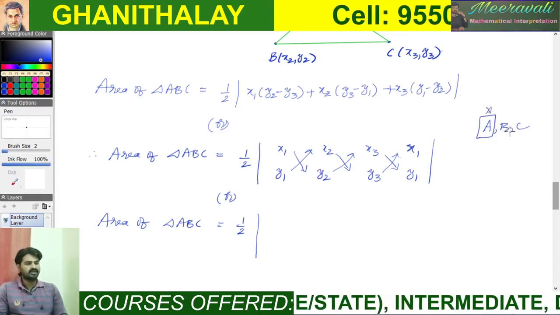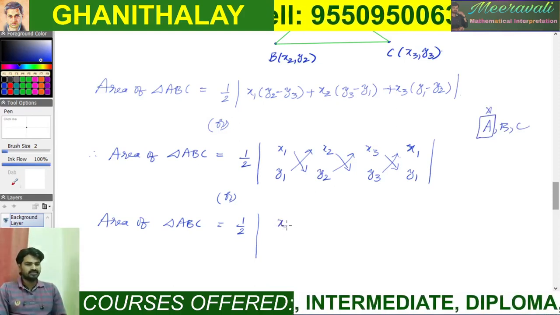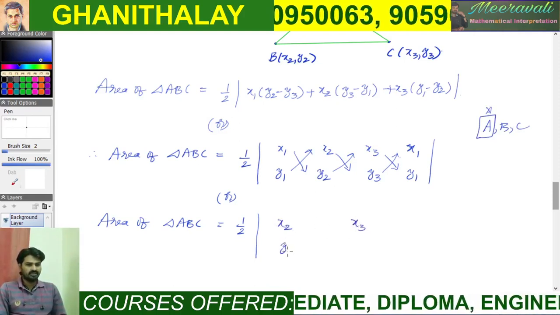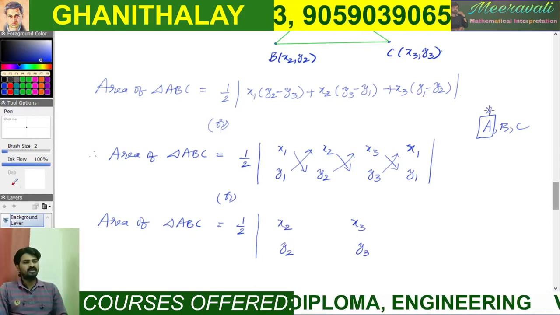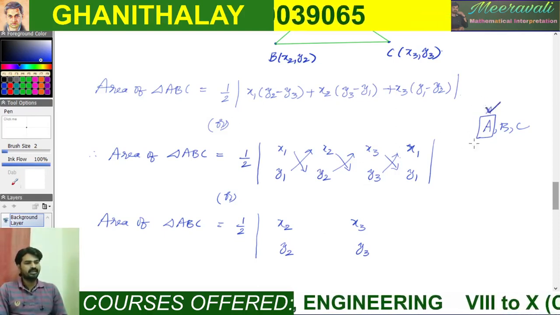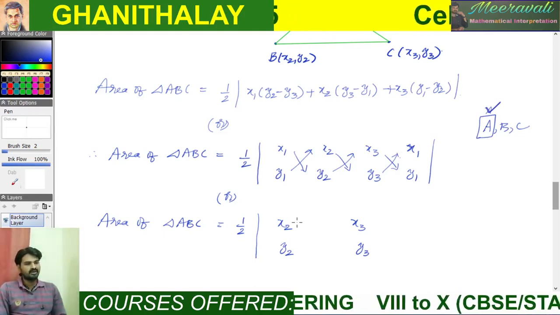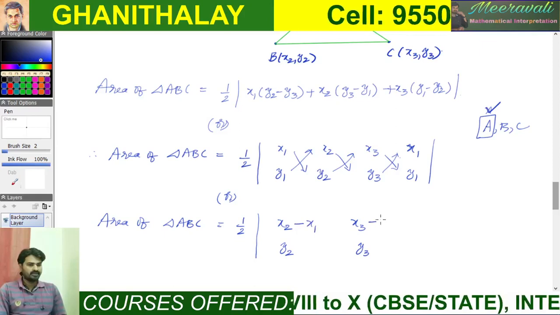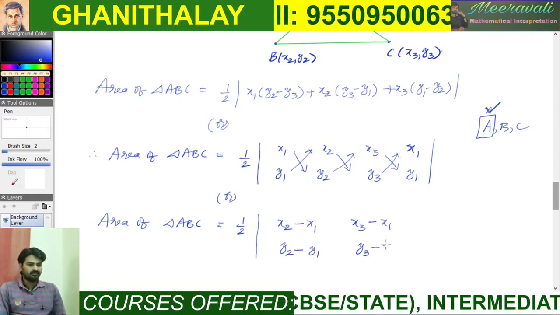Remaining vertices, what are there? B and C. Here the x coordinates x2, x3 I have taken, and here also the y coordinates y2, y3. So what have we removed here? A coordinates. What are the A coordinates? x1, y1. That will be removed from the x coordinates, that is minus x1, and here also minus x1. Here y1, here y1.